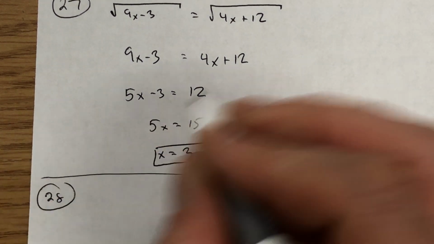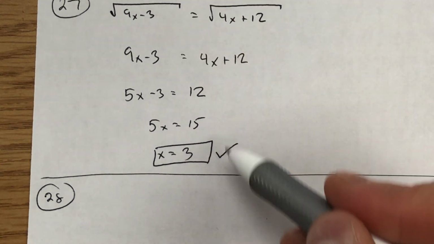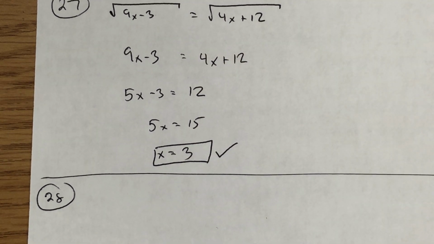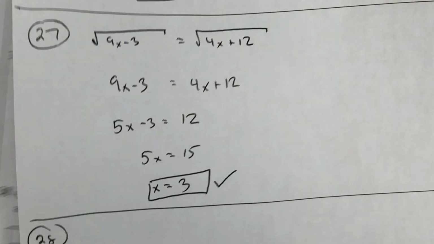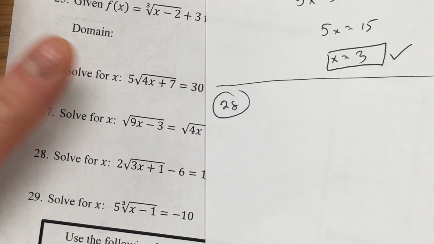So keep that in mind. Whenever you see a radical, you always want to try and plug your answer back in. Make sure that does actually check out. Okay. Let's look at number 28.